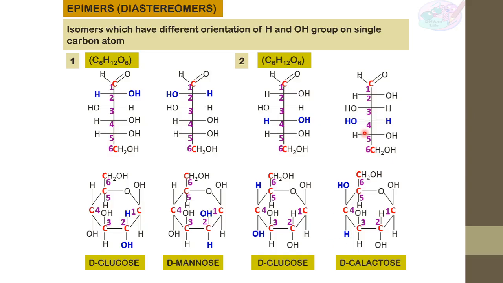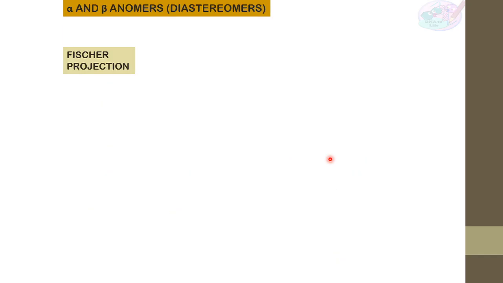Similarly, D-glucose and D-galactose have the same molecular formula of C6H12O6, but they have different orientations of this OH and H at this fourth carbon, so they are C4 epimers. If you look here, they are not mirror images, that's why they are diastereomers, and they are different at only this position, so they are C4 epimers. Apart from that, they are exactly the same, aldehyde group here, HOH here, OHH here, so that way they are epimers. Next are alpha and beta anomers.